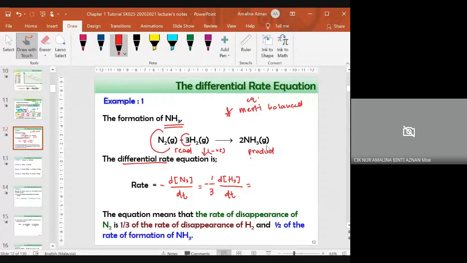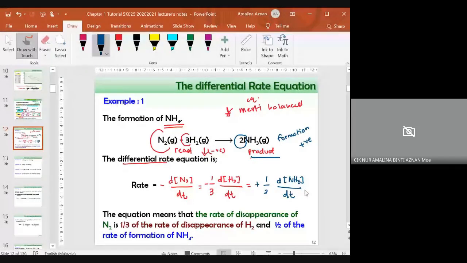So untuk produk pula, so untuk produk, you are forming, formation of your product. So formation positive. So positive 1 over 2 sebab stoichiometrinya 2, 1 over 2 changes in concentration of NH3 divided by over time, dt, changes in time.